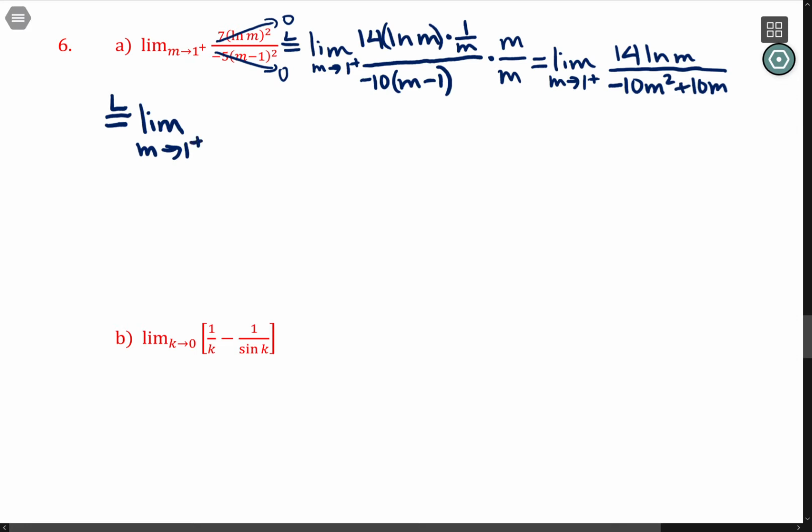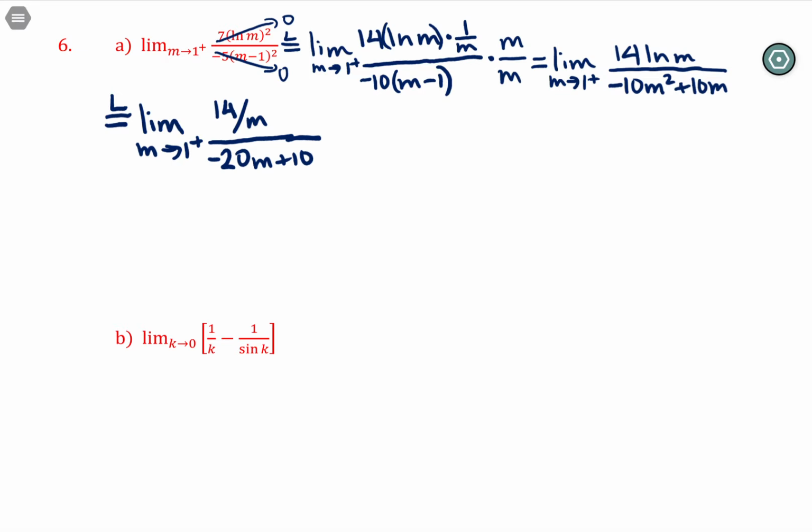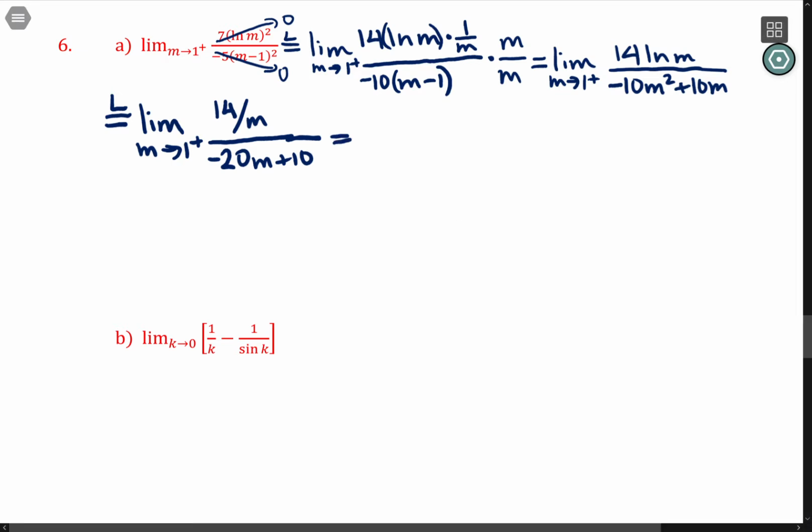Okay, so the derivative of 14 natural log m is 14 over m. And then on the bottom, negative 10m squared plus 10m is going to become negative 20m plus 10. And now, if I plug in 1, I get 14 on the top, and I get negative 10 on the bottom. Negative 20 plus 10 is negative 10. So I'm getting negative 7/5 as my answer.